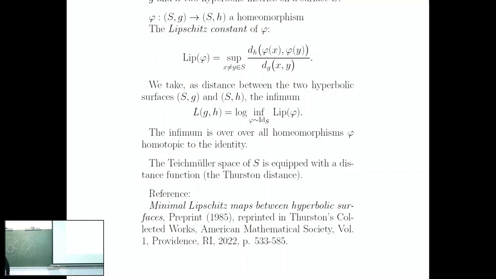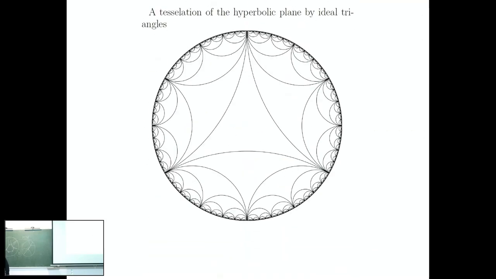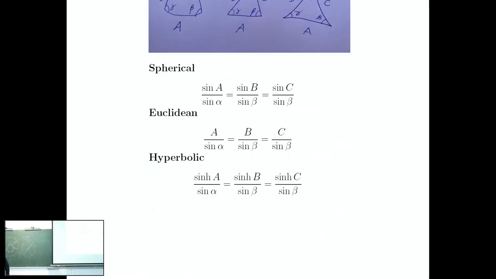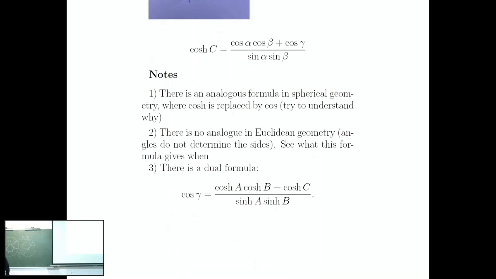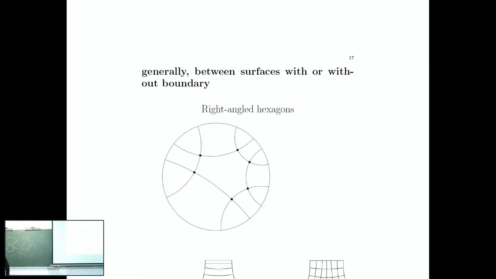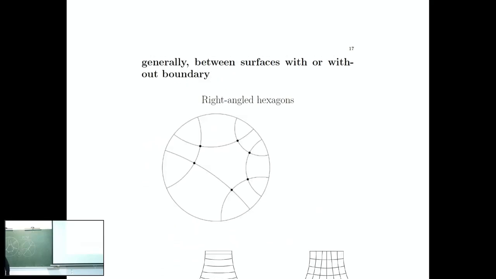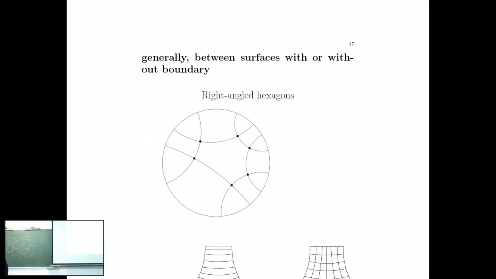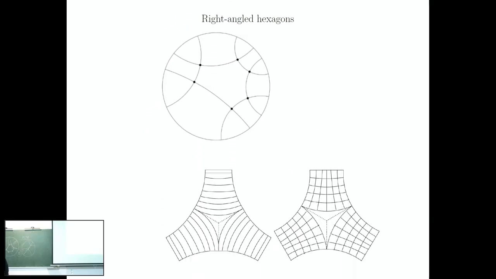Okay, this is Thurston's paper, which is my old slide. Duality. Okay, so now there are a lot. So this is a right-angled hexagon. This is a right-angled hexagon. This is a right-angled hexagon. This is also a right-angled hexagon.